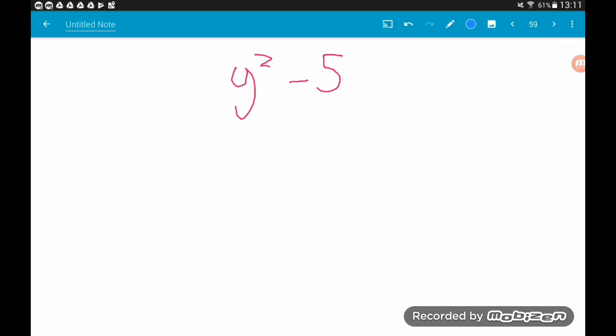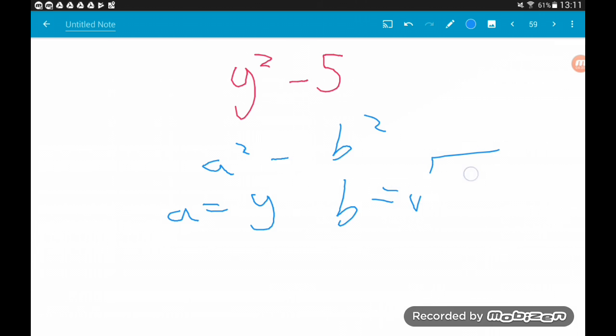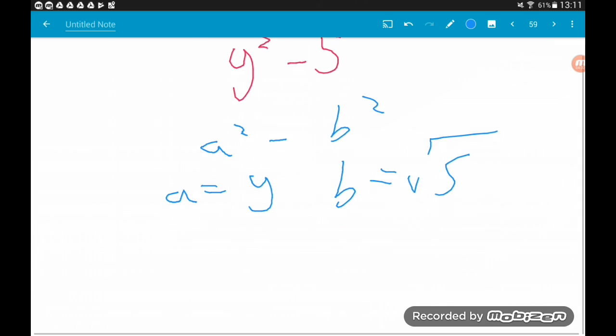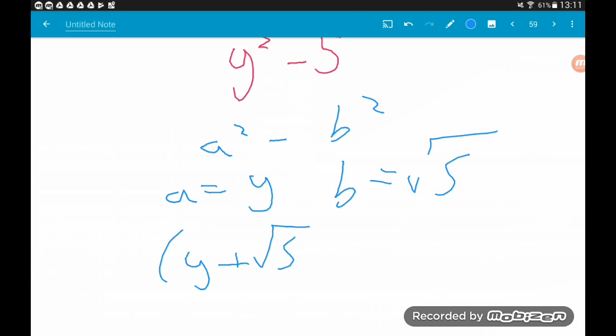So, again, if we're thinking of this as a squared minus b squared, well, a is going to be y, and b is going to be root 5. So this factorises to y plus root 5 times y minus root 5, like that.